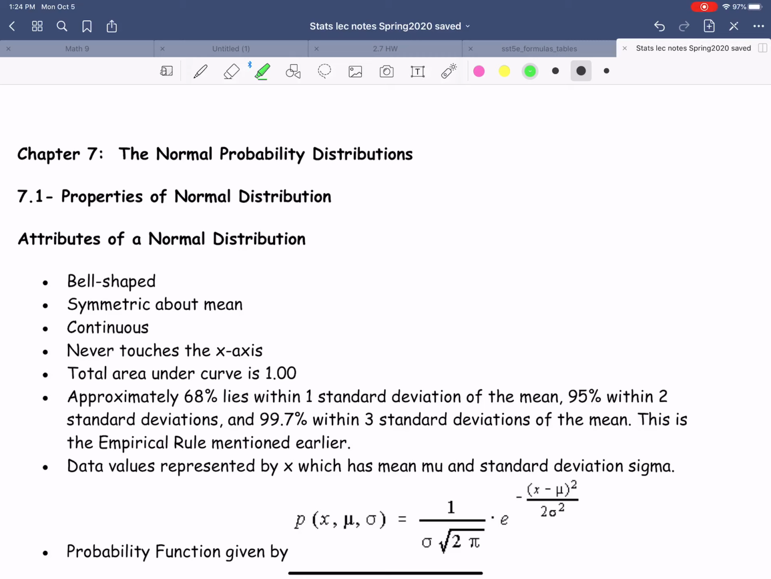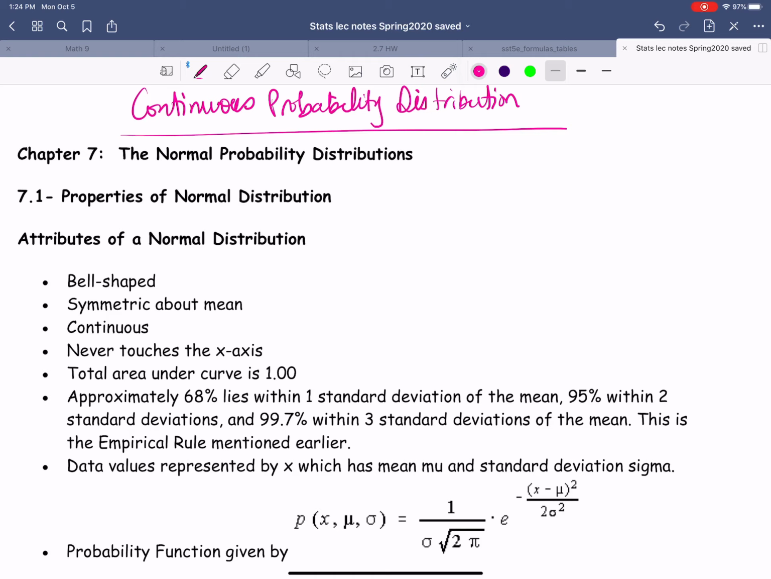In this video, we are going to discuss Chapter 7. Chapter 7 is all about continuous probability distribution. In Chapter 7 of continuous probability distribution, our main focus will be normal distribution, continuous probability distribution. Last chapter, Chapter 6, we looked at discrete probability distribution.